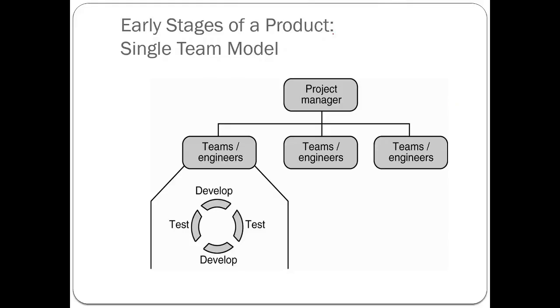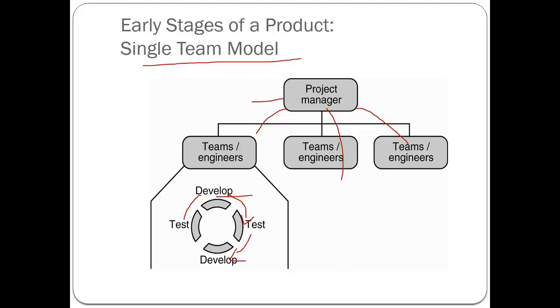This is the organization structure of a single product company. There is a project manager who looks after all the team members, and each team has developers and testers. Developers are going to perform developing, and the same people are also going to perform testing, and then they are again going to perform development. So there is a job rotation between developing and testing. The same team will perform developing as well as testing.